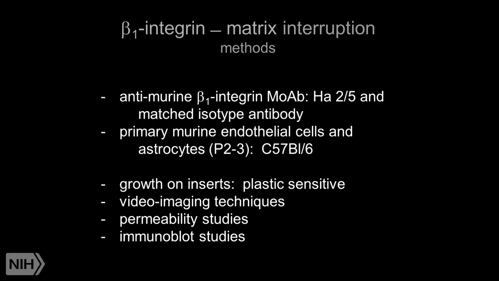To look at the beta-1 integrin matrix interaction, we chose an in vitro system using primary murine endothelial cells and astrocytes. These were grown on inserts. I should point out that these cells are plastic sensitive. It depends upon the manufacturer of the plastic and on the matrix protein you grow them on. We used both video imaging techniques, permeability studies, immunoblot studies, as well as flow cytometry studies.